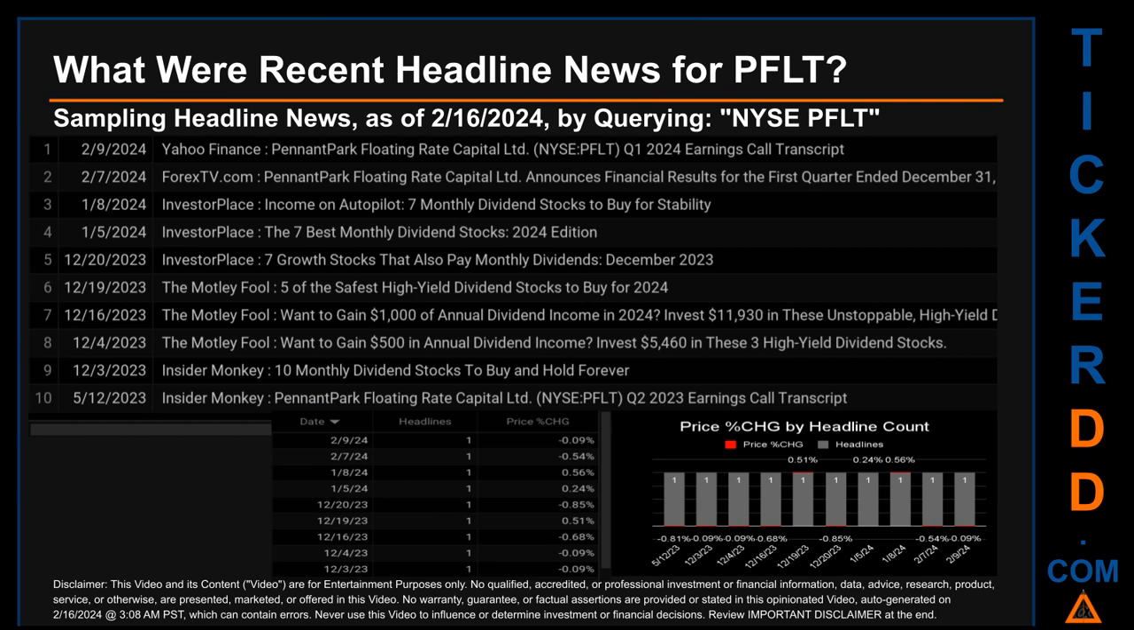What were recent headline news for PFLT? Today, Friday, February 16, 2024, I sampled one of our news aggregators for latest headlines for this ticker. I did so by searching specifically by a keyword that may appear, broadly, in the title or the body of discoverable news articles. The keyword that I used was a combination of the exchange and the ticker symbol, NYSE: PFLT. The results show 10 unique headlines, published evenly across 10 unique dates. Publication dates spanned 273 days.